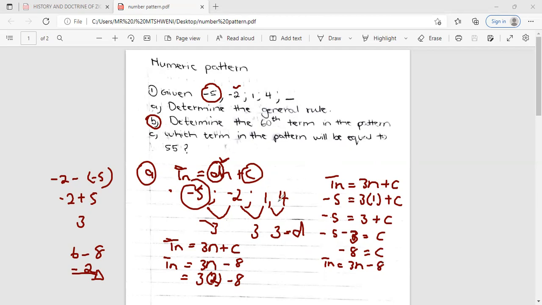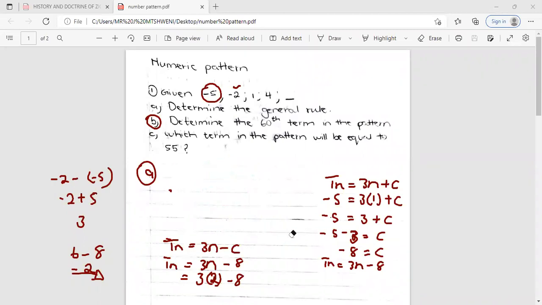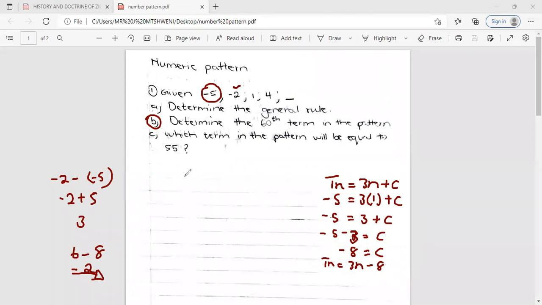Now let us move to B. Let me just erase everything here so that we move to B. Just need a space for B. You saw how we do number A. So now let's do number B. We'll just write B here. You can take this one as A.